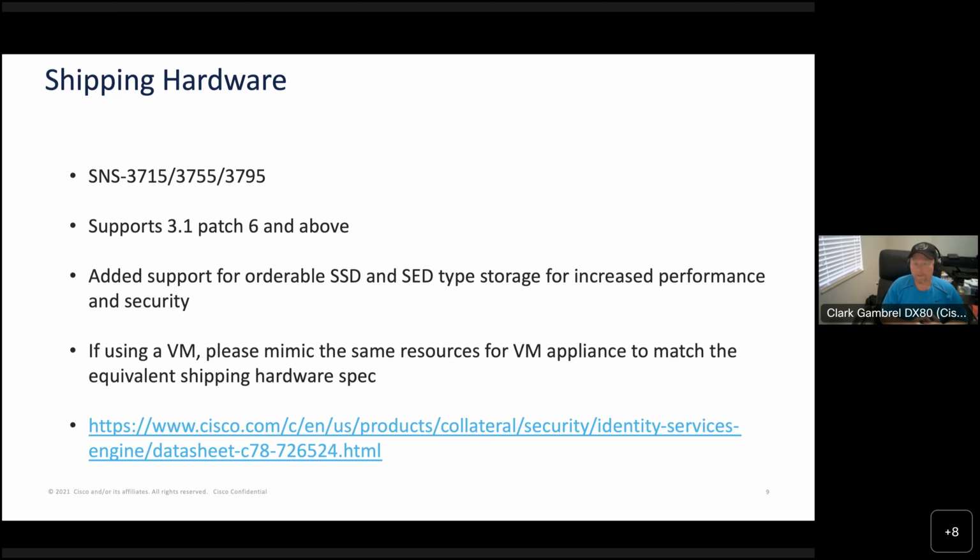So if you're using virtual machines, mimic the spec of the version you're going to. For example, if you're going to 3.2, there's no 3515, so don't have any VM sized as a 3515. So matching the current shipping hardware is the best practice. Next slide.